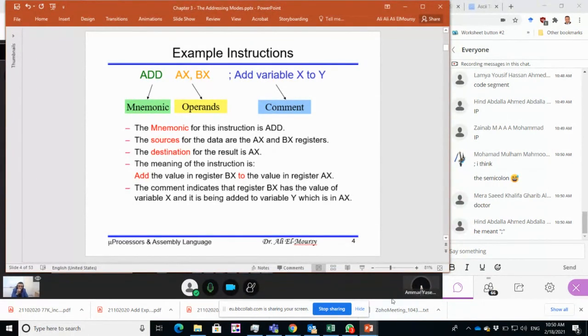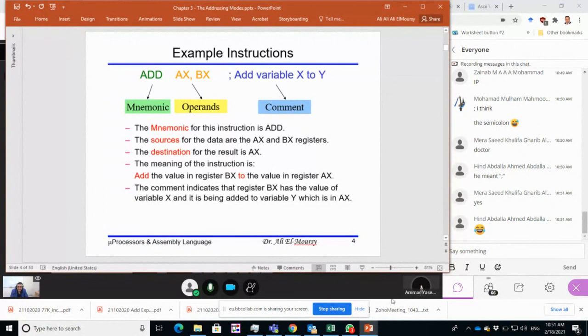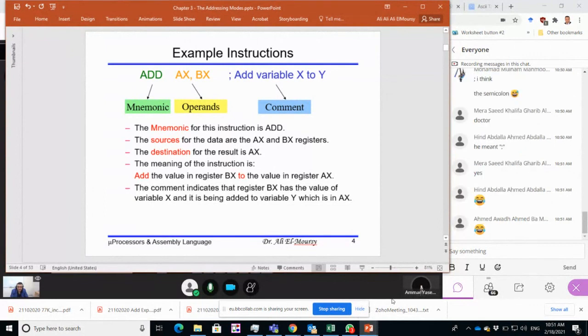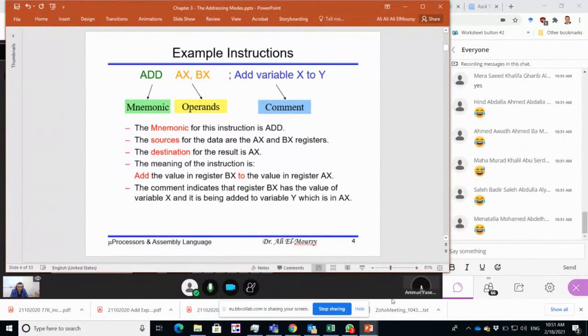Mira wants to tell me it is already 10:50, right? Okay Mira, we will stop here. We are at slide number 4, and God willing on Tuesday before we start our quiz we will continue discussing the chapter for addressing mode, chapter number 3, starting in slide number 4.